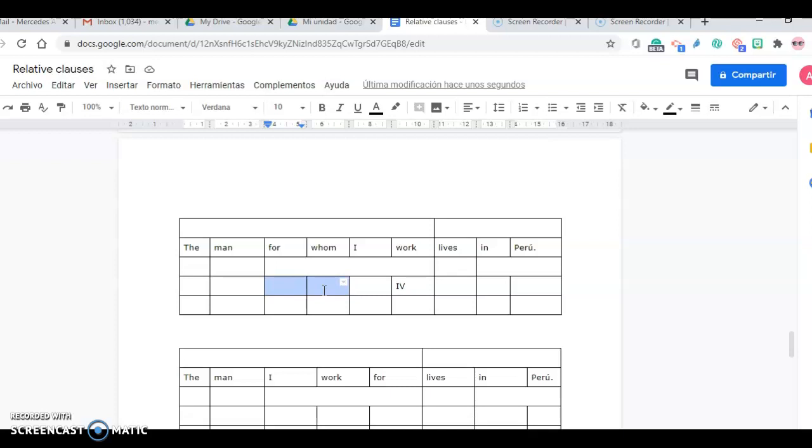Perhaps the analysis could be: I work for as a prepositional verb and whom may be the direct object. This is another possible analysis, and this is the analysis that we have here in the second sentence.